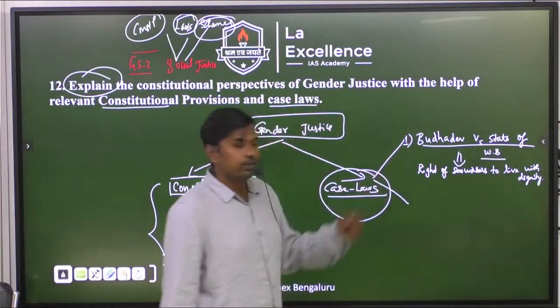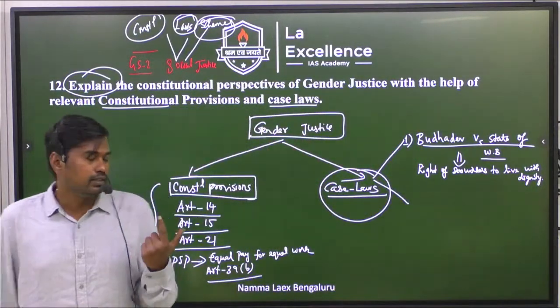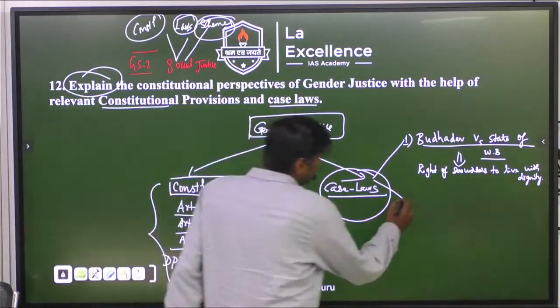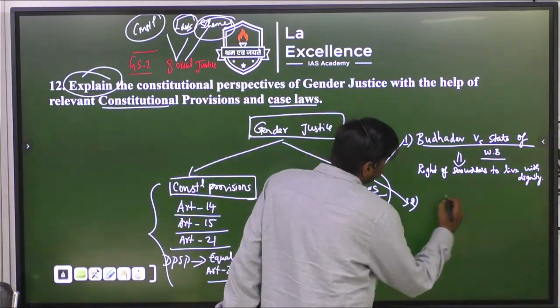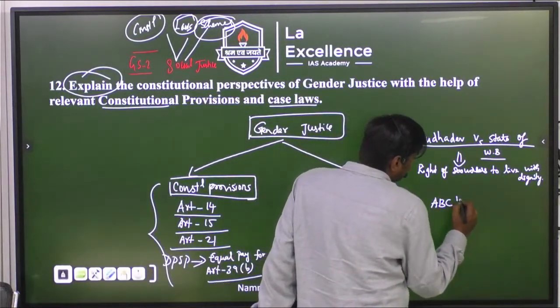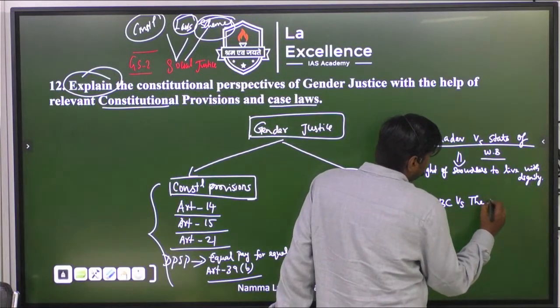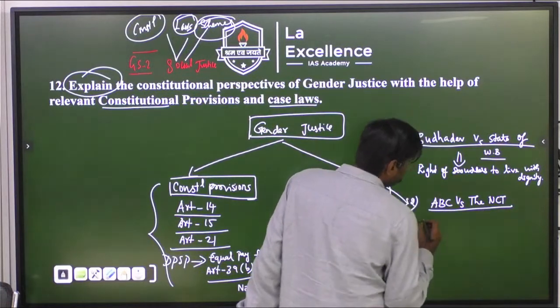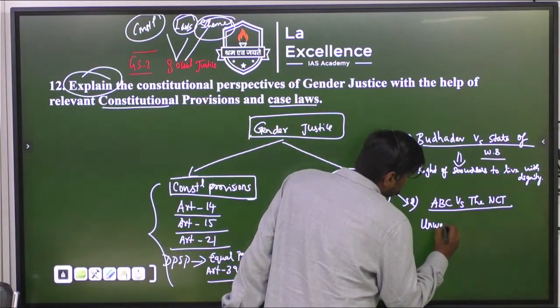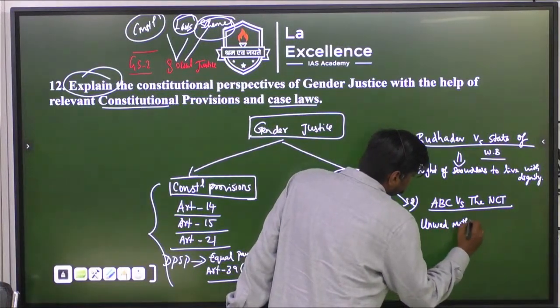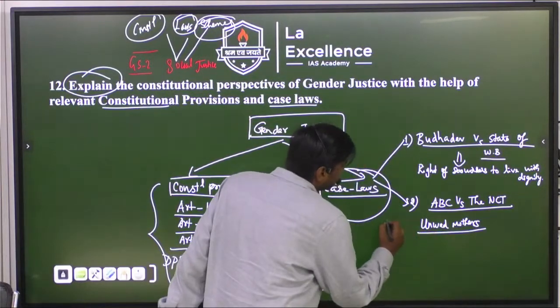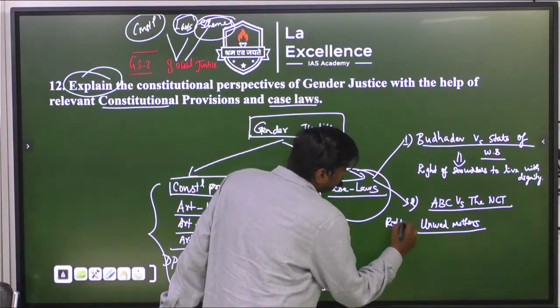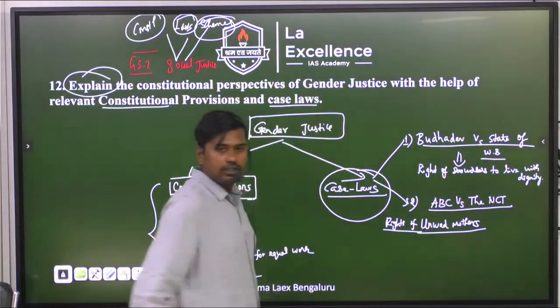That was guaranteed through this judgment. And then we also have another judgment in the case of Delhi, that is ABC versus the National Capital Territory. In this judgment, they have talked about unwed mothers. That is the rights of unwed mothers.